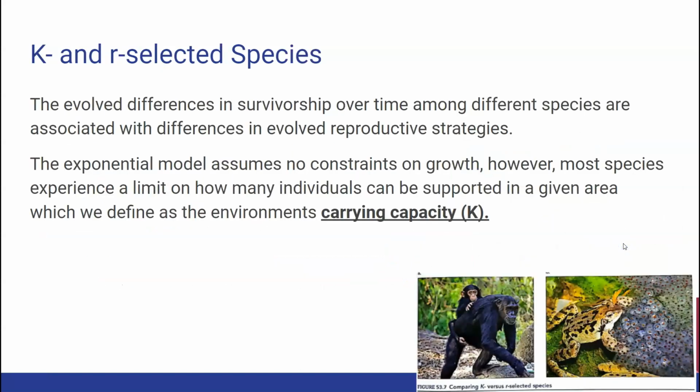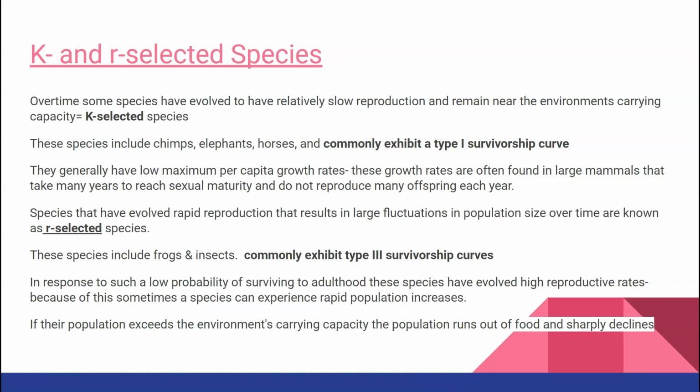So we have K and R selected species. K-selected species follow the carrying capacity of the environment. They tend to hover around carrying capacity, and their populations typically remain pretty stable based on what the environment can sustain. Okay. R-selected organisms commonly exhibit type 3 survivorship curves. So you'll see that they produce a lot of organisms at once, and you'll see them dying off.